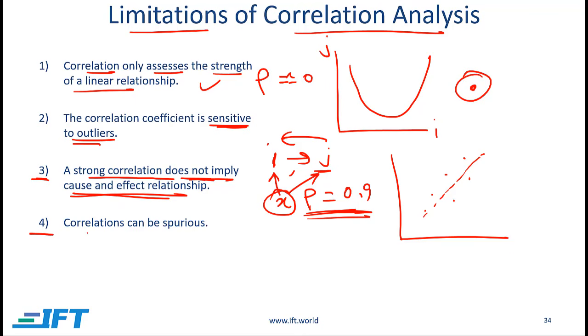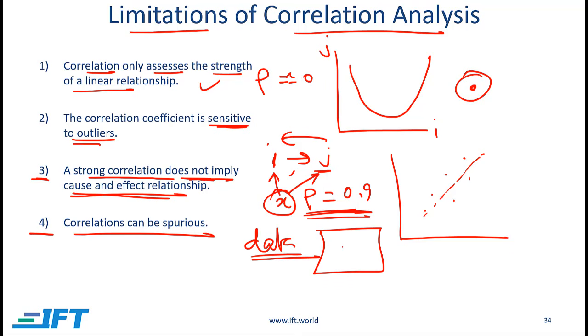The fourth point is that the correlation can be spurious. So we might have a relatively high correlation that we calculate based on a given data set, but that high correlation might be purely due to accident or chance. So it might just be that in a particular data set, it turns out that two variables appear to be highly correlated. But when we look at some other data, the relationship between those two variables might be quite different. So that's the fourth point. Correlations can be spurious.